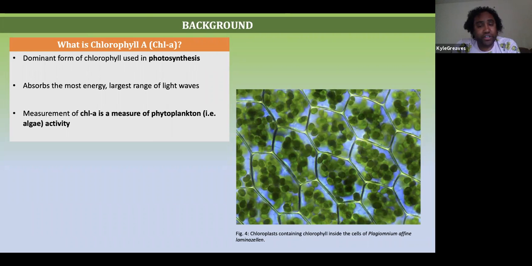The variables that we are studying are chlorophyll A and its relationship to dissolved organic carbon. Chlorophyll A is the dominant form of chlorophyll used in photosynthesis. So when you think of plants and algae, chlorophyll A is the pigment that makes them green. It's what absorbs the largest range of light waves, the most energy. A measure of chlorophyll A in lakes is also a measure of the amount of phytoplankton, also known as algae. It's important to measure this amount because we need to know how the planktonic food web is affecting the health of the lake ecosystem.